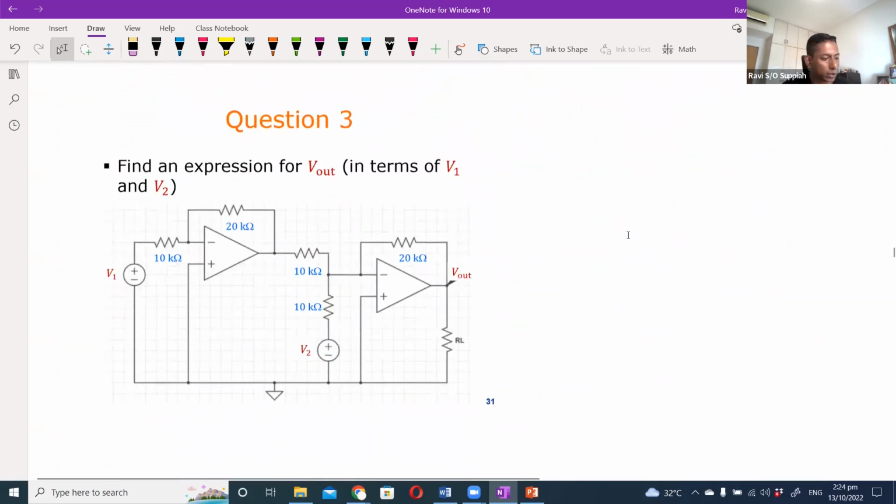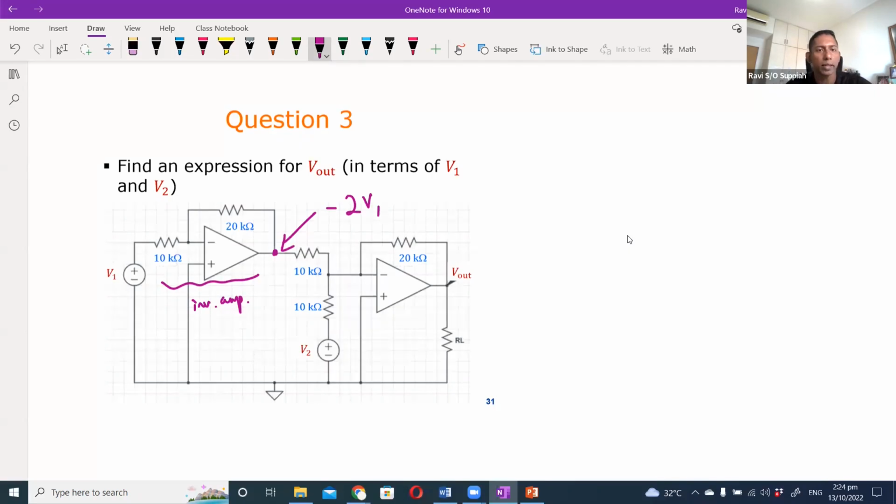So left is question 3. In this question 3, we are asked to find an expression for V out. The first thing is, again, we look at any of the inputs to see if it is a standard configuration. Over here, we can see that this portion is actually an inverting amplifier. So this point over here is actually negative 2V1, negative RF over R1. I hope we can see that.